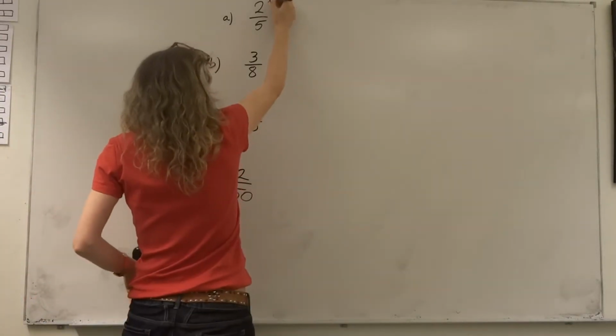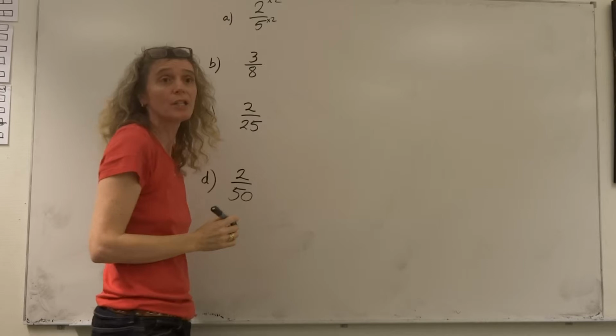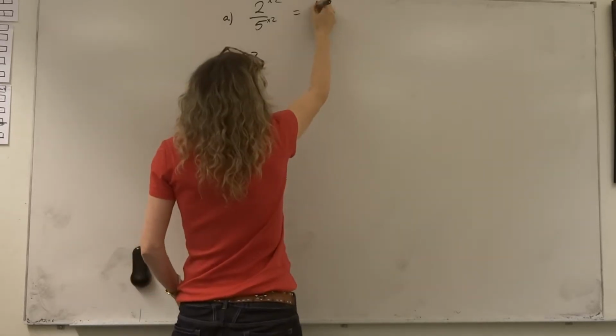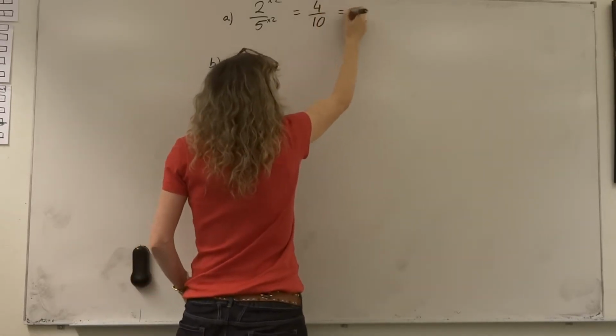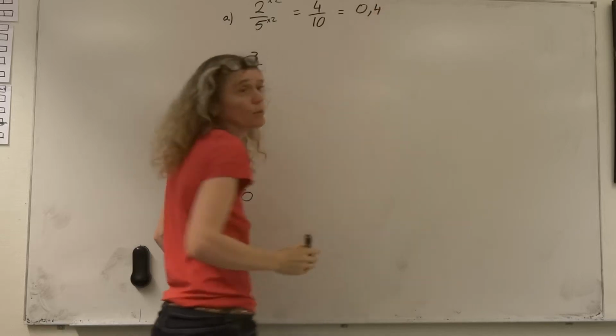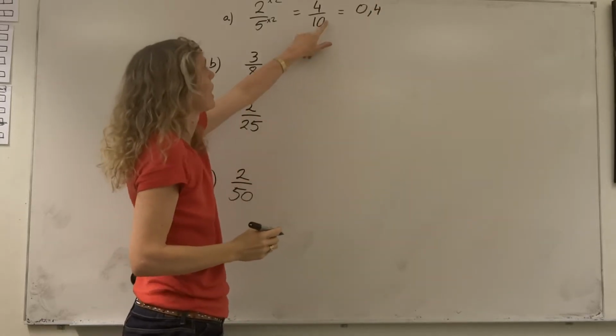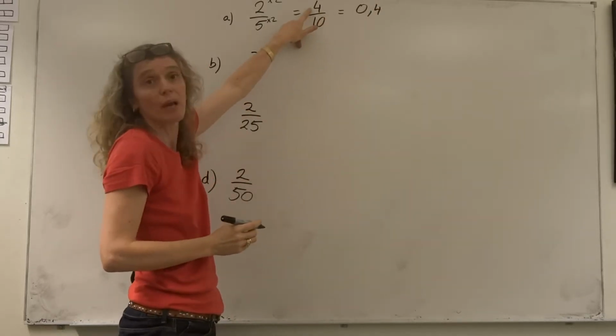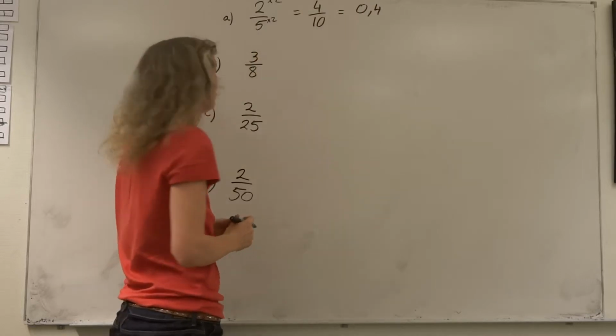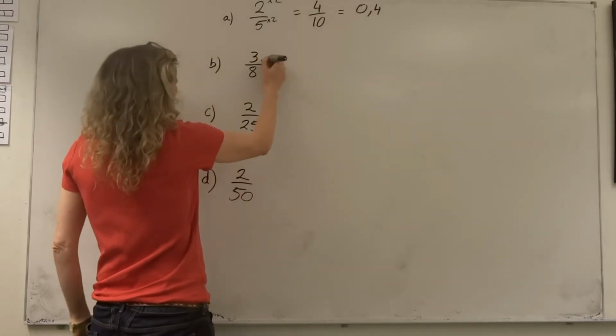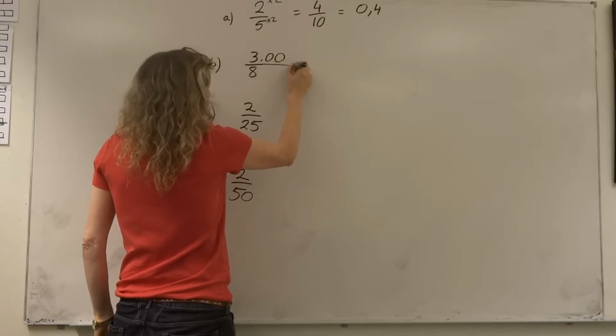2/5, I think the simplest way is to multiply top and bottom by 2, because then you get 4/10, and we know that 4/10 is the same as the decimal point 4. 1 0 down here means we move the decimal point 1 place back, 0.4. 3/8, we actually should just do the division here.